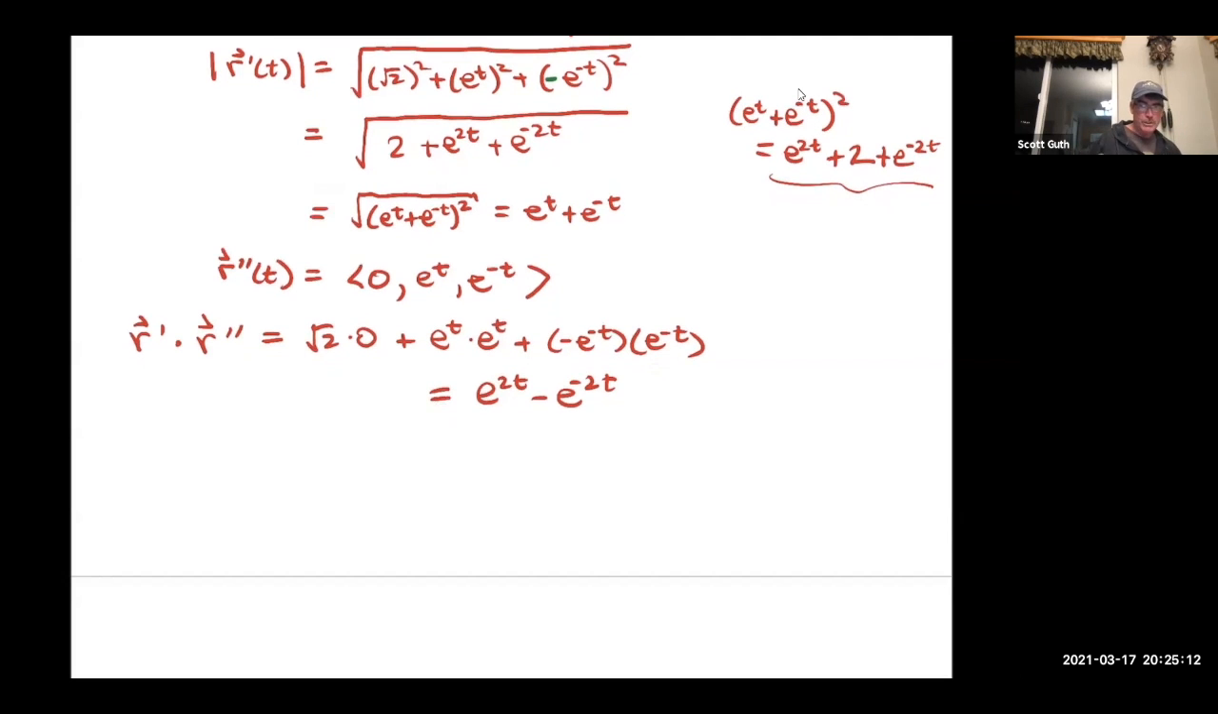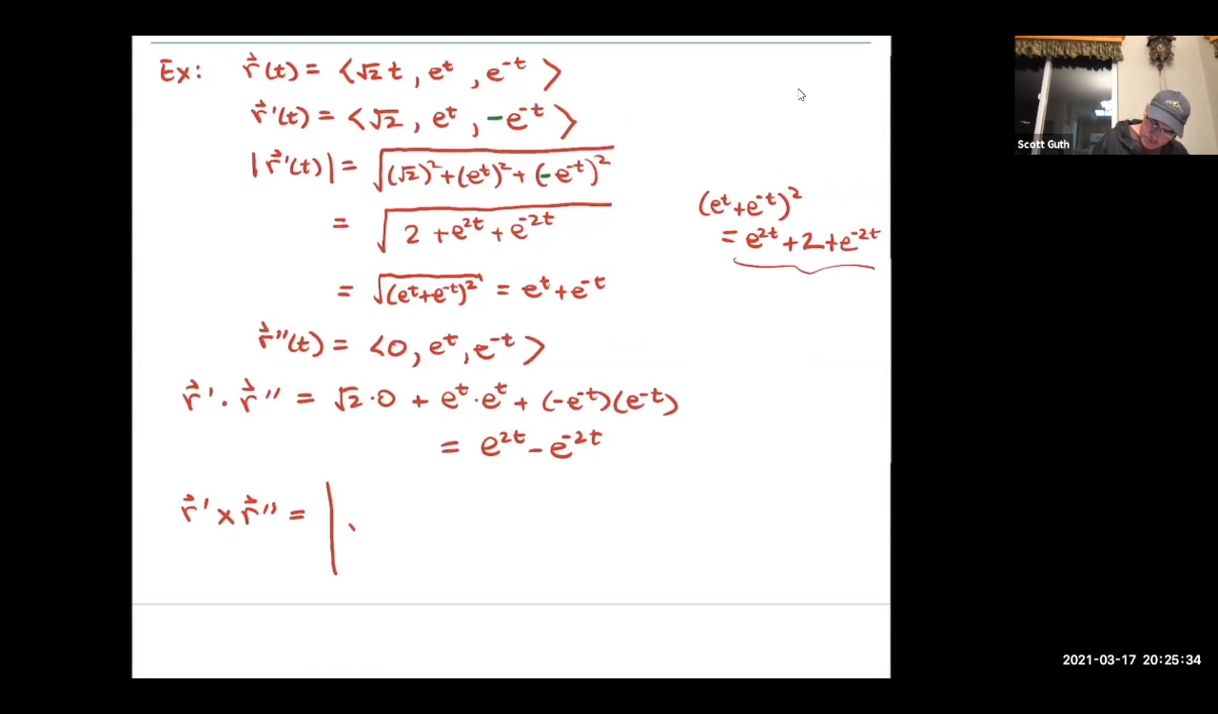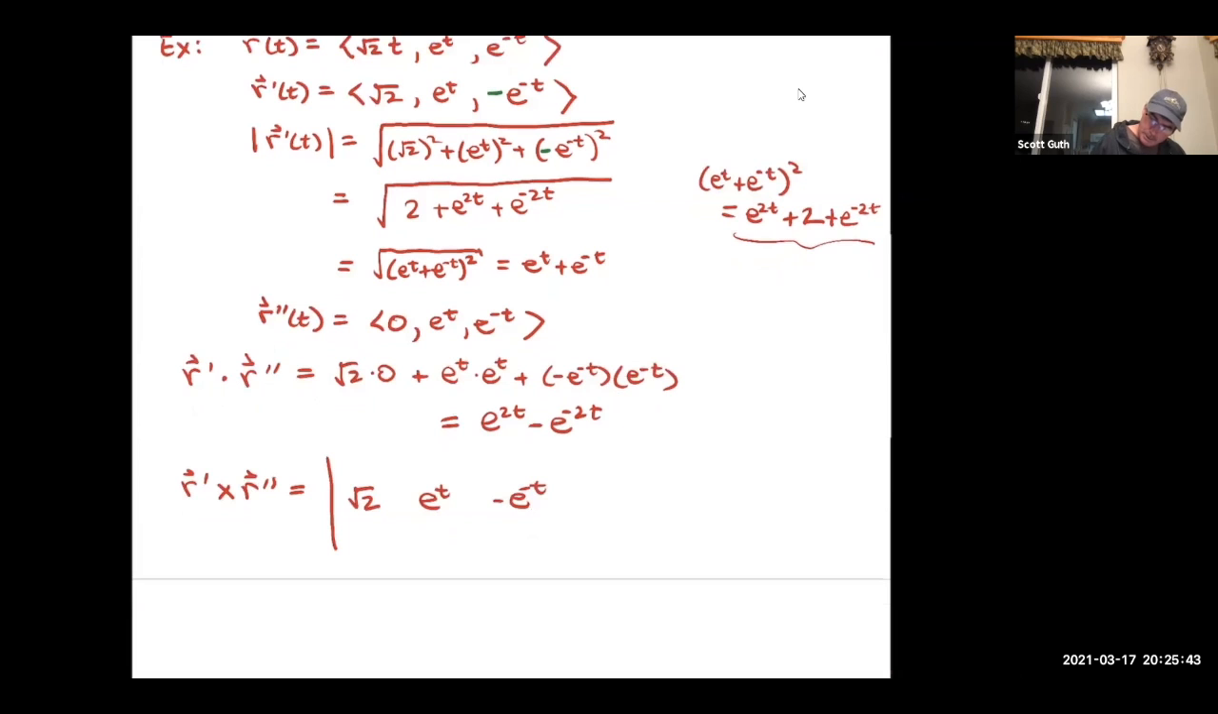That's the dot product, which we'll use for the tangential component of acceleration. And the cross product, magnitude of r prime. Well, I'll do the magnitude later, my bad. So let's just do r prime cross r double prime. Okay, so my r prime had the root 2, e to the t, and a negative e to the negative t. And then my r double prime had the 0, e to the t, and e to the negative t. Put ijk up on top. Like that.